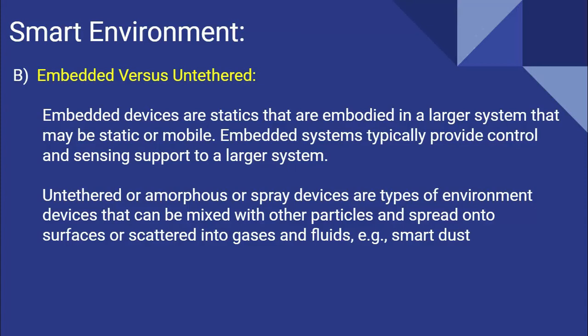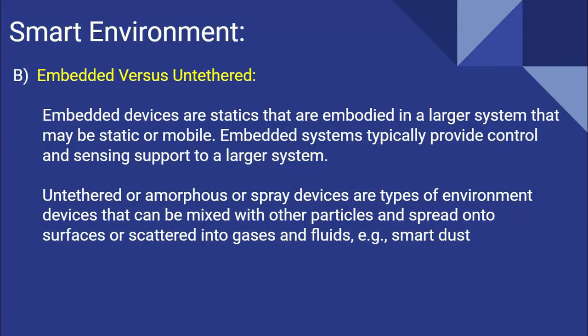The second point regarding the smart environment is embedded versus untethered. Firstly, we understood what tagging is, what sensing is, and there are five different points which are important to the smart environment. Then the other important point is embedded versus untethered. Embedded means providing control and sensing support to a larger system, and embedded devices are embodied in a larger system that may be static or mobile. Sometimes if you make a robot, you need to put different sensors into the robot body to understand what's happening, to understand where to go, and what the robot will do in situations like these.